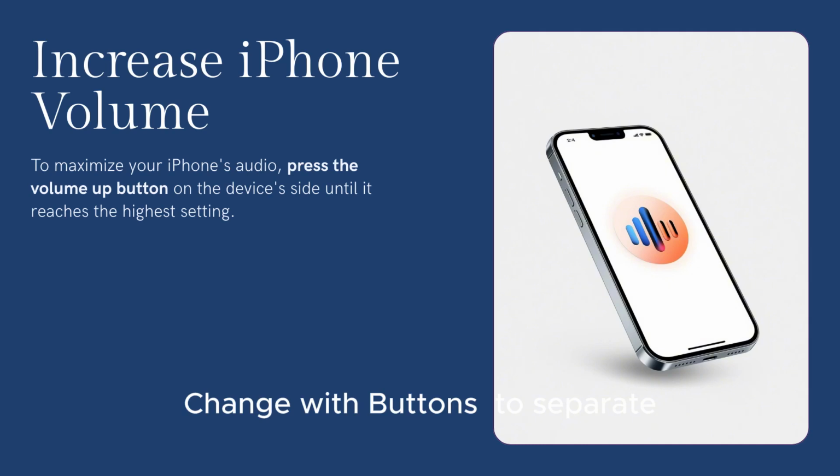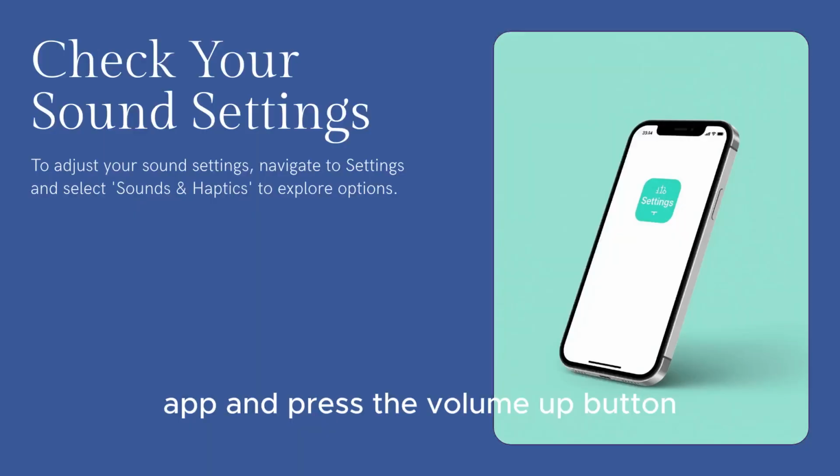Next, disable Change with Buttons to keep ringer and media volume separate. For speaker volume, open a music or video app and press the volume up button.